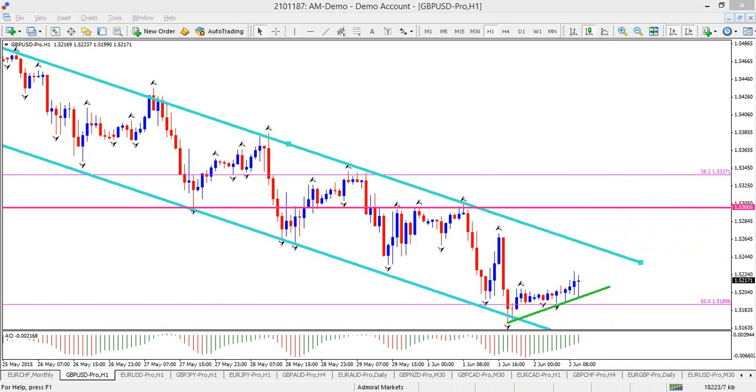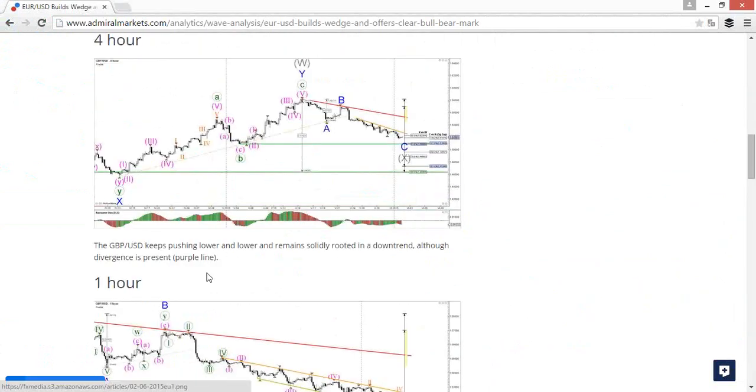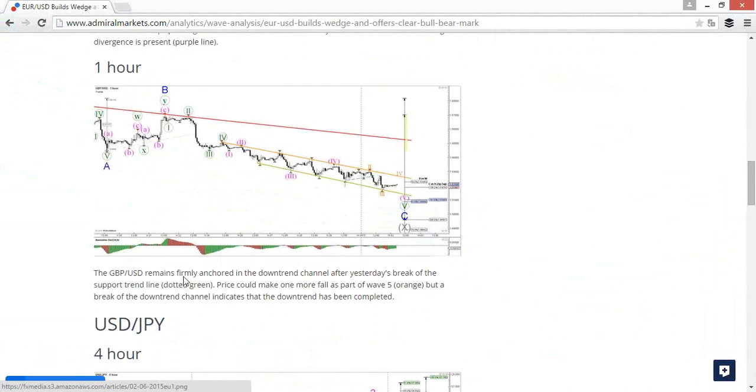Okay, yeah, let's take a look at the. Forgot to look at that actually. Let's take a look. Let's see. The pound dollar keeps pushing lower and lower and remains solidly rooted in a downtrend, although divergence is present. I don't see where I wrote that the downtrend is over.